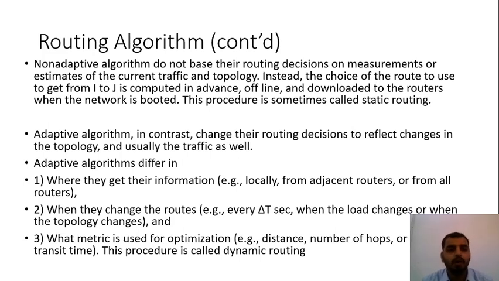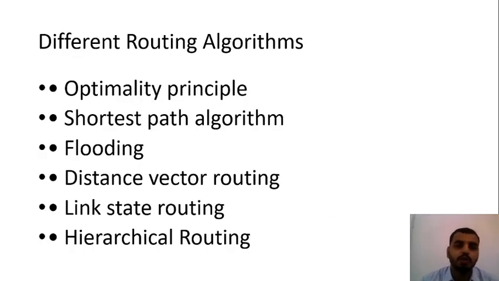So this is all about the routing algorithms: non-adaptive and adaptive. Non-adaptive is also called a static algorithm, and adaptive is also called a dynamic algorithm, due to its features of routing the packet from source to destination. Now, coming to the different types of routing algorithms. What are the different types of routing algorithms?